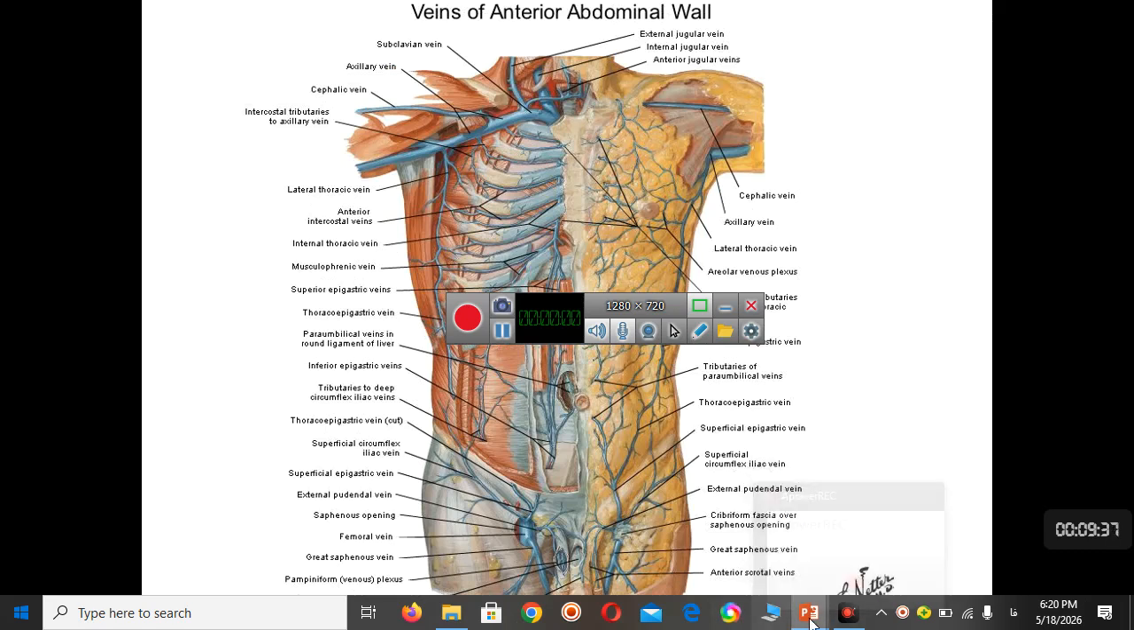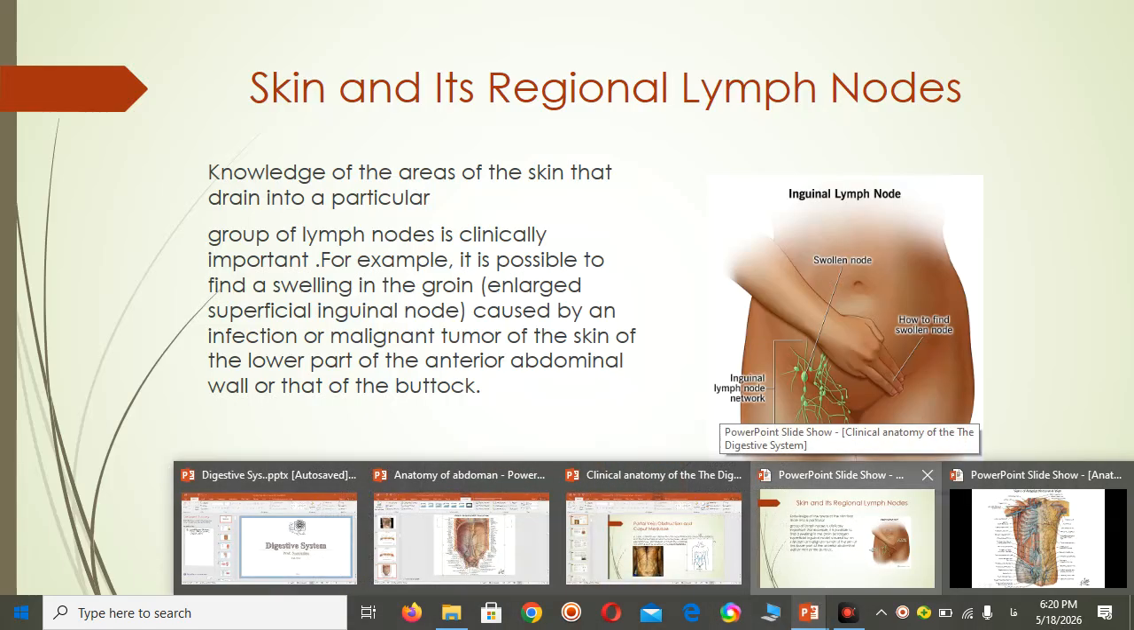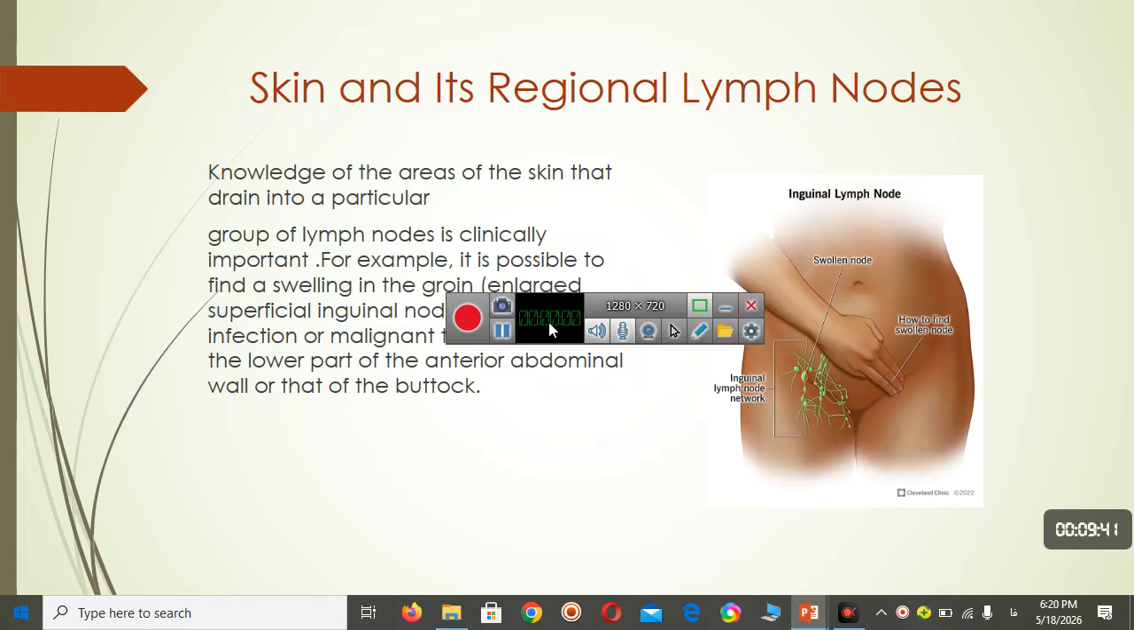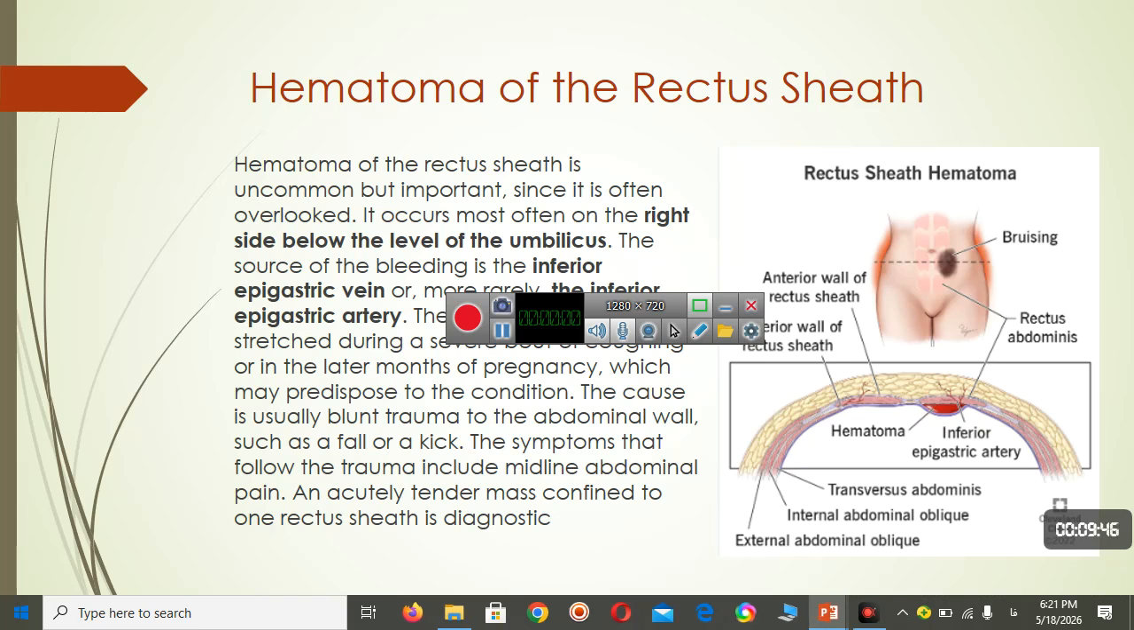We are going to another file for explaining about clinical notes.